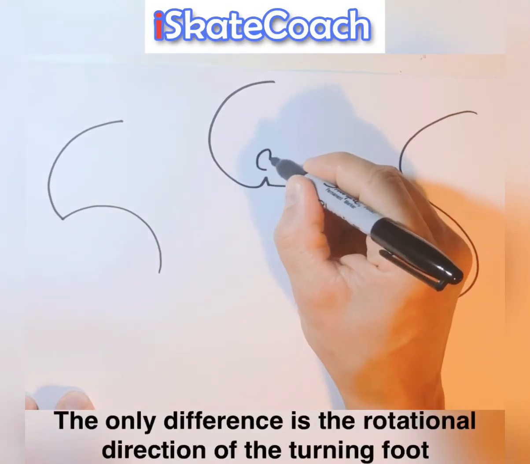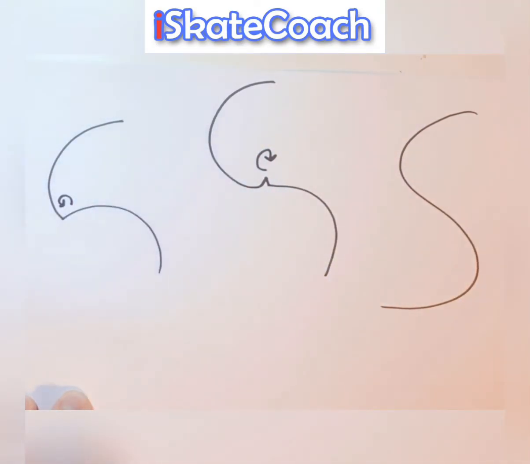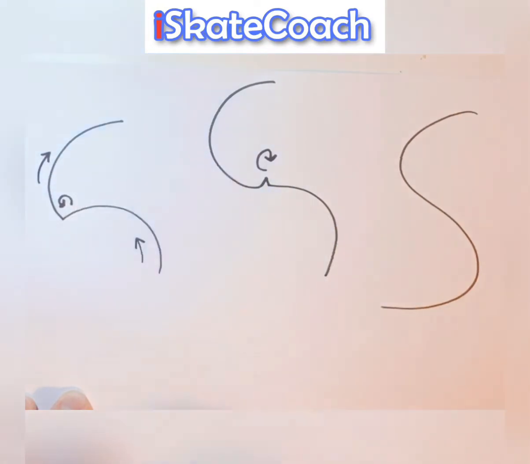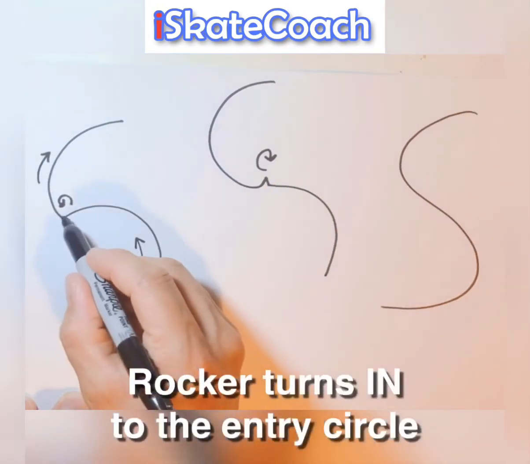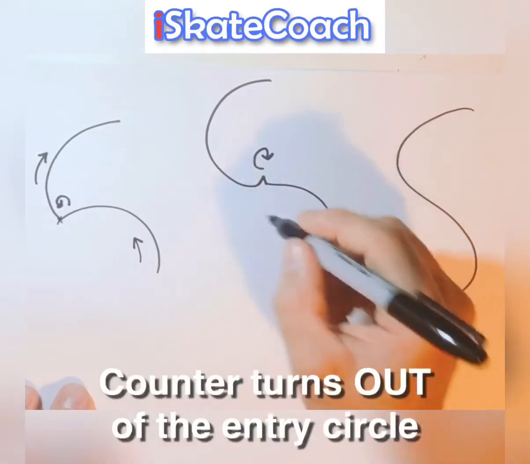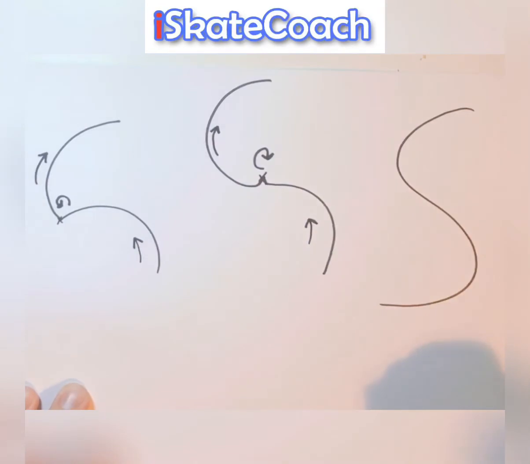In a counter turn, your foot turns counter-rotated to your entry edge's rotation, and in a rocker, it turns naturally or the same way. So you can see these two turns. If we're going from the bottom to the top in these, which direction your foot would turn in for the rocker here, and if you go in the same direction on the counter, your foot would turn out of the circle here.